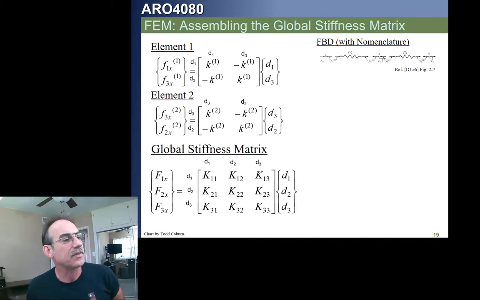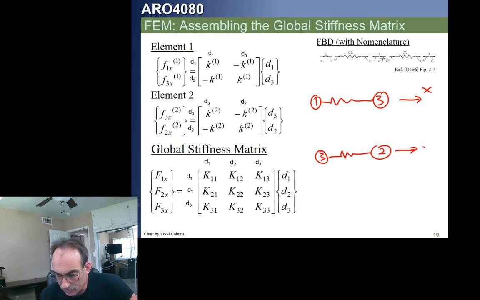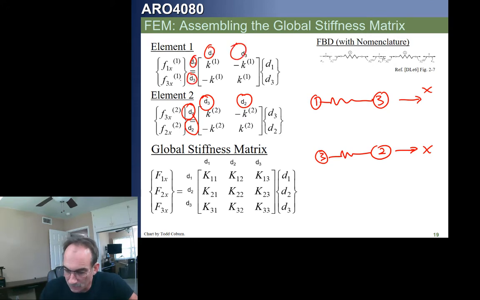If we look right up here, let me just write this out. Element 1 went from 1 to 3, and this was what we called x global. Element 2 went from 3 to 2. Therefore, we have to put this first, and then this first, and so on. You see how that works? Okay, this is critical. So we've got the same thing, moving from left to right according to our coordinate system.